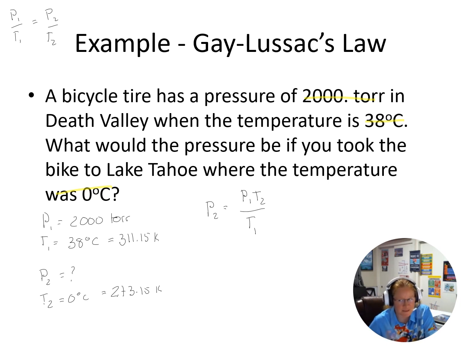So I'm not going to plug the numbers in. I want you to try. I set it all up for you. See if you can plug the right numbers into the right spot. All right. If you did it correctly, you should get 1,756 torr, which indeed is lower than 2,000. So there's our directly proportional relationship.